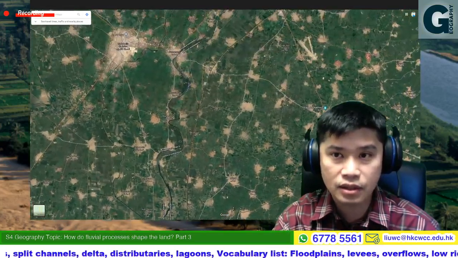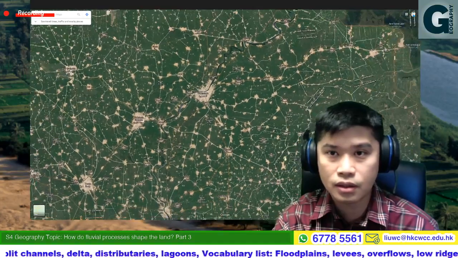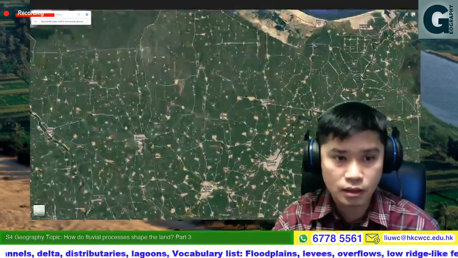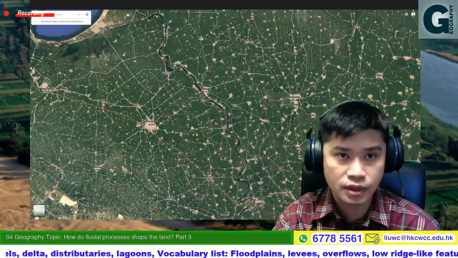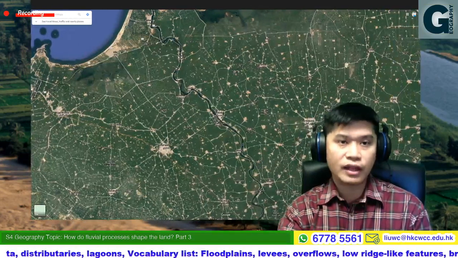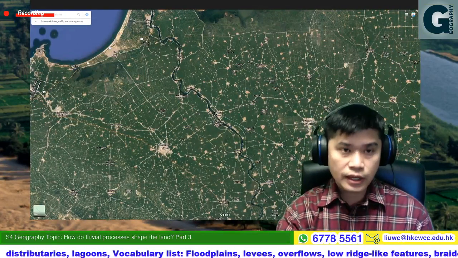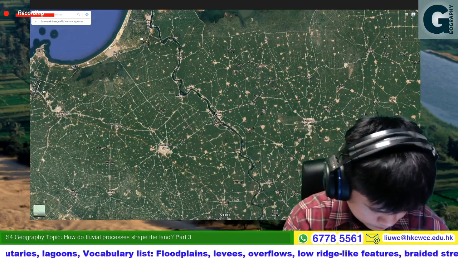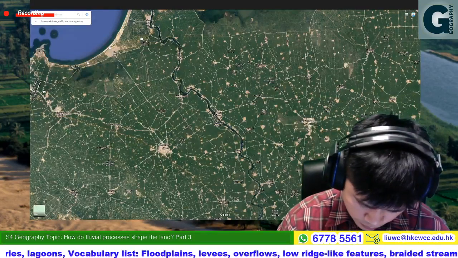And then you can see there could be more streams, and this is what we call distributaries. 一個分流啦. So therefore that would be the formation of the delta.